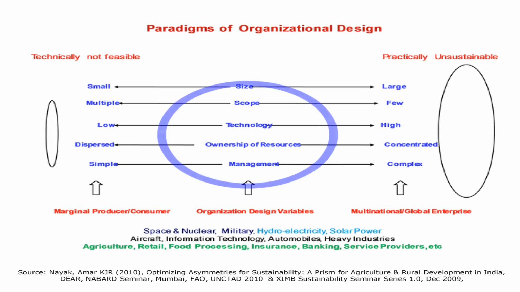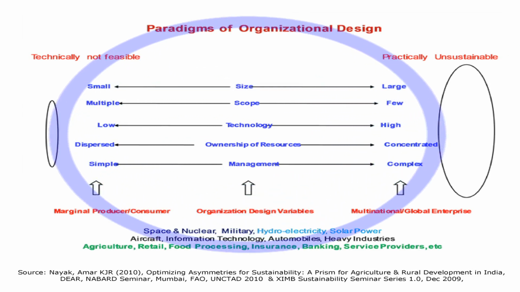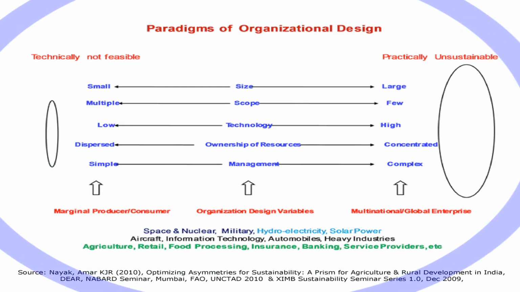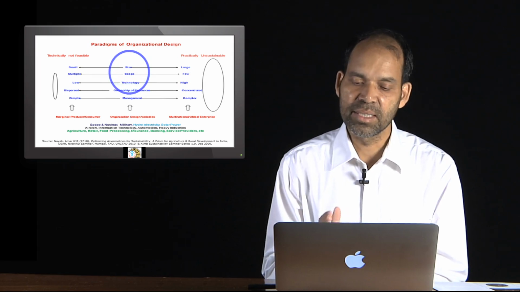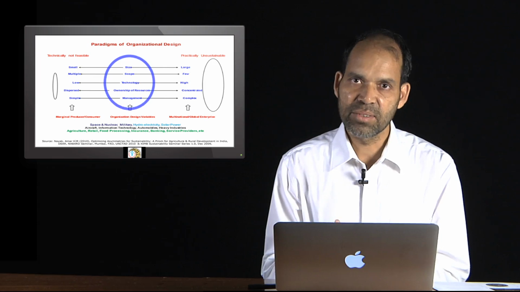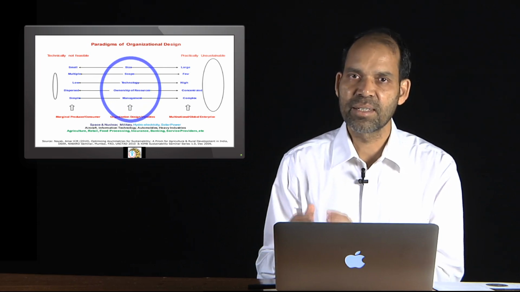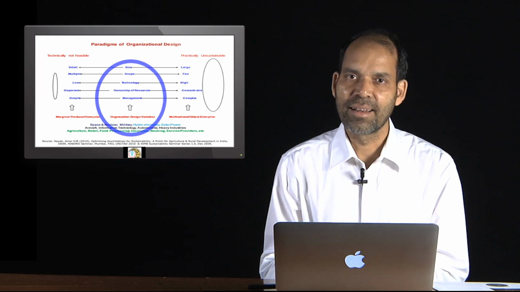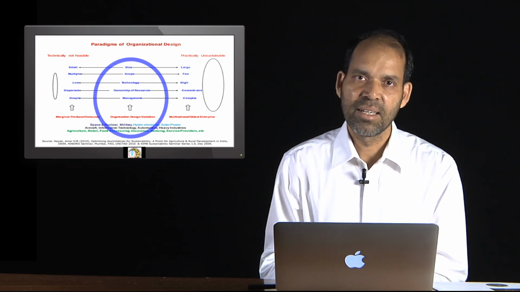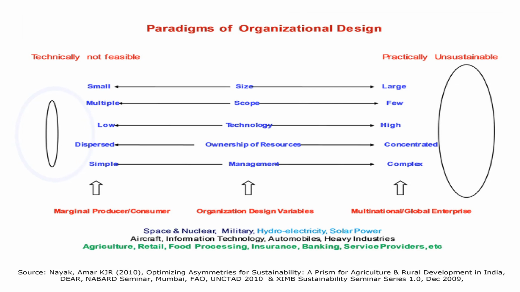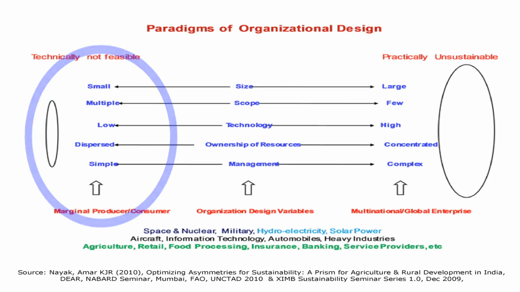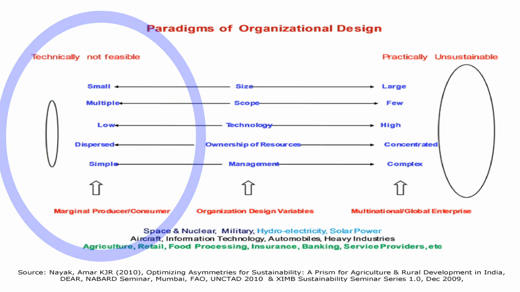These 5 dimensions can determine the direction in which the organization goes, and typically we see that when the size grows, specialization increases, technology intensifies, ownership gets concentrated and management becomes complex, you have a typical kind of organization called the large multinational corporation. On the other hand, when these are on the other end of the spectrum, as you see in the slide here, you will find a smaller organization like the SHGs, small self-help groups that we find in the typical agricultural sector in India.